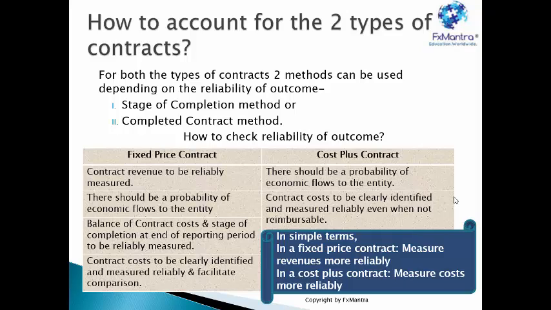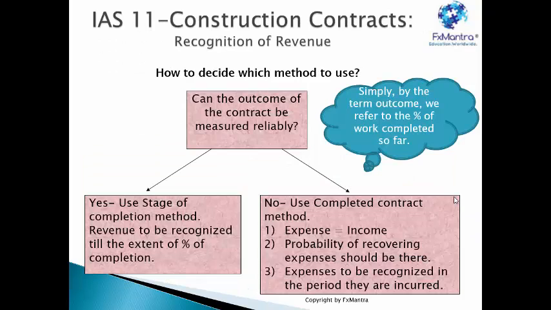Now, to take a decision on which method to follow, stage of completion or completed contract method, first of all, I would like to tell you about the decision box. What is the decision box? It helps us take a decision in a particular question in the exam. If it is not clearly mentioned how to do the accounting, you need to go by this decision box. First of all, the first step is we need to focus on whether we are in a position to measure the outcome of the contract reliably.